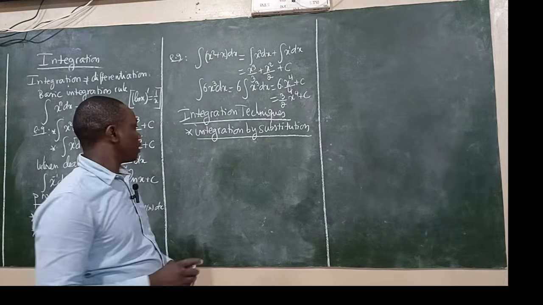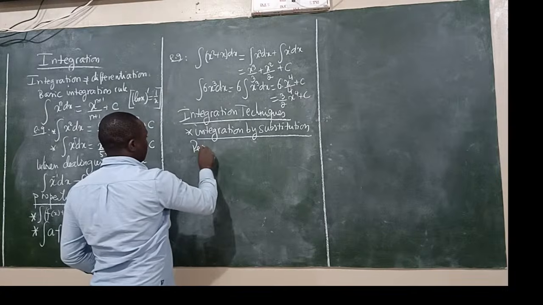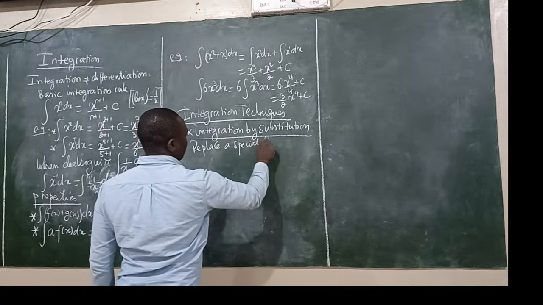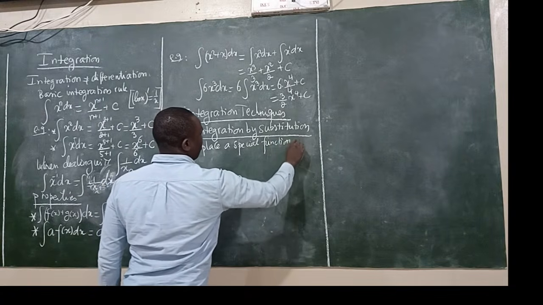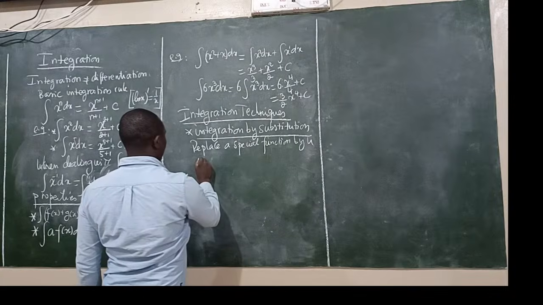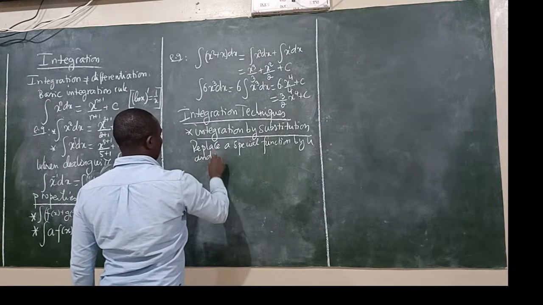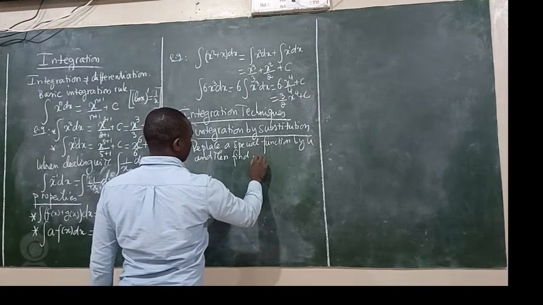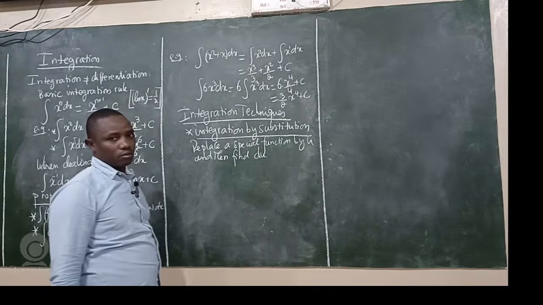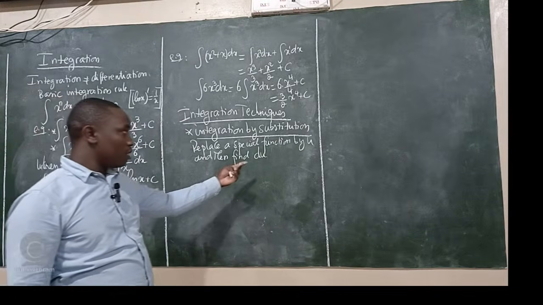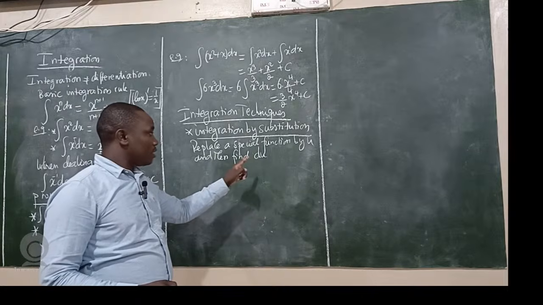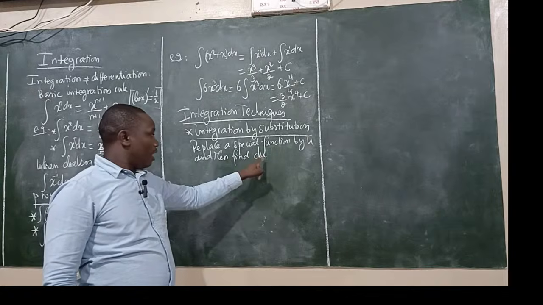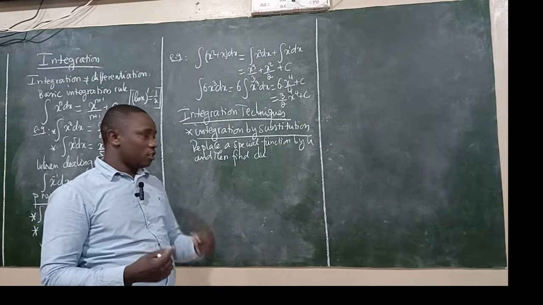For example, we replace a special function by u and then find the derivative of u. Finding the derivative of u, this is expressed in terms of dx, and hence we find dx in terms of du.